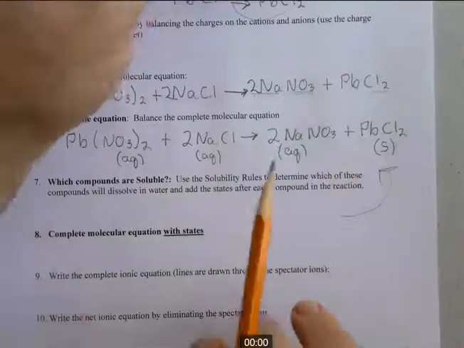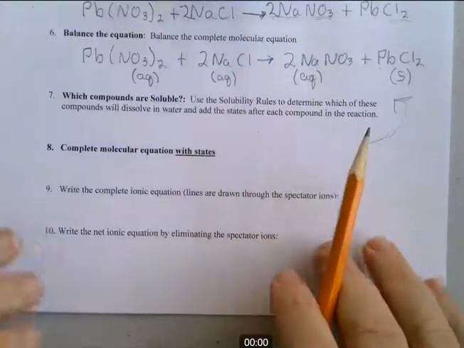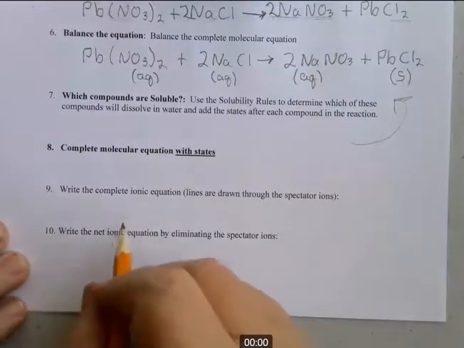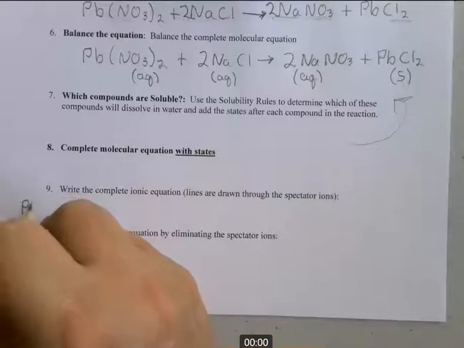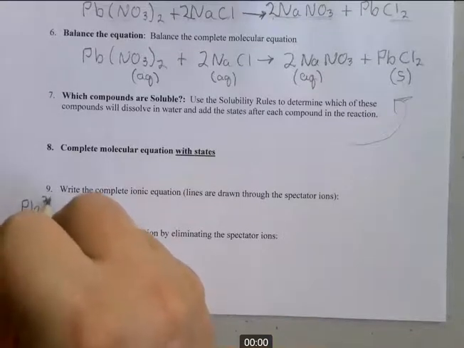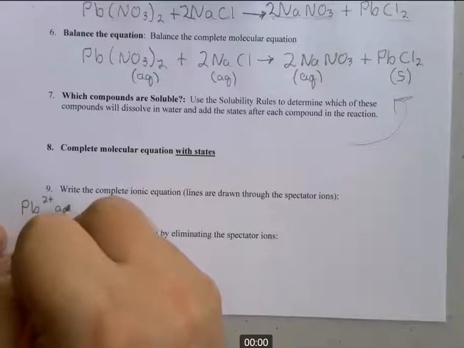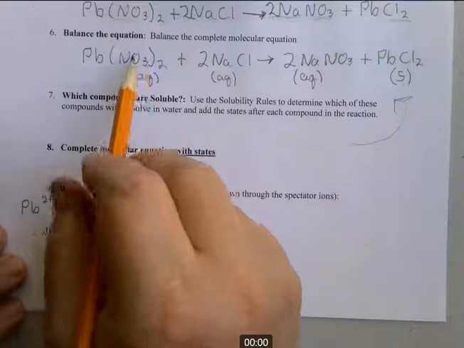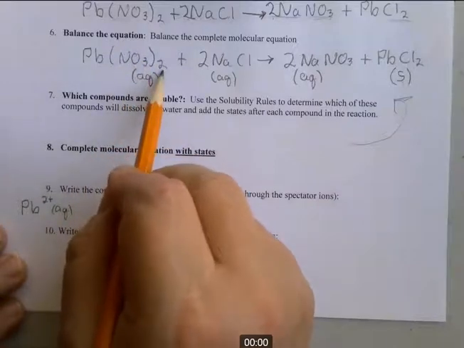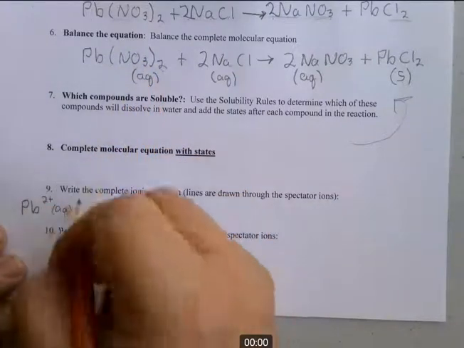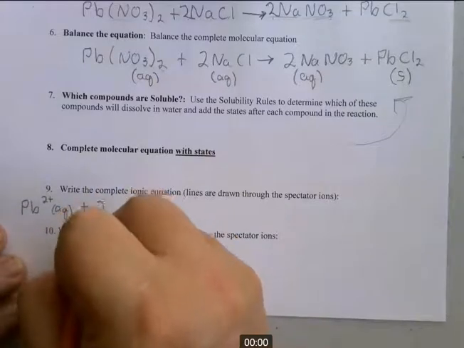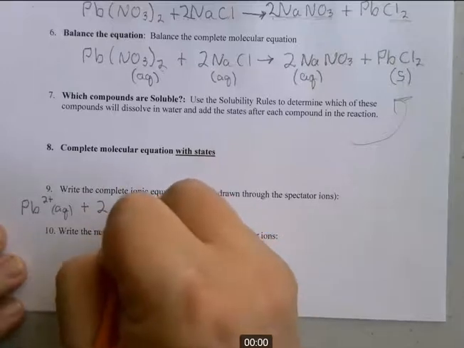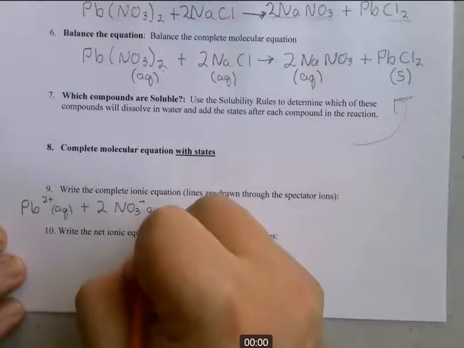Now write the complete ionic equation. This is the long one. So here we go. Okay, so we've got Pb. It's a 2+, and it's aqueous. Okay, I'm just going straight down the line here. Now we've got an NO3, but remember, those aren't going to stick together like an NO3 2 molecule. They're going to come apart too. So you have 2 NO3, and they each have a minus charge, and they are also aqueous.